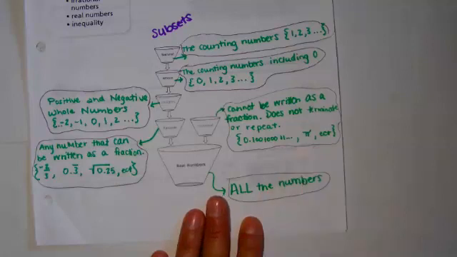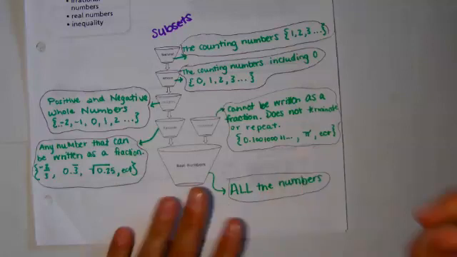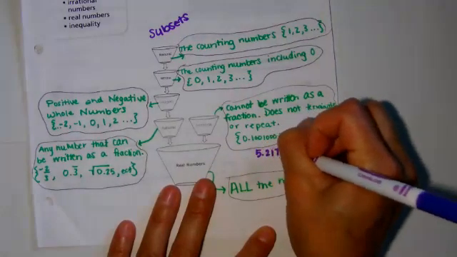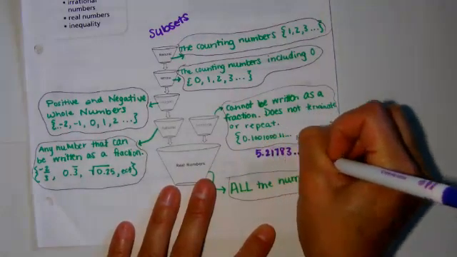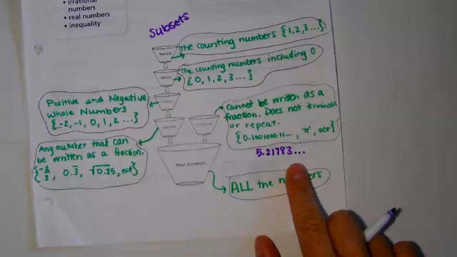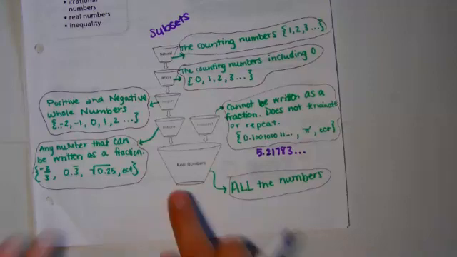The other thing they will do for irrational numbers is put something like 5.21783 and then dot, dot, dot. What does dot, dot, dot mean? It keeps going. But can you predict what the next number is going to be? No, you can't. That makes it irrational. And then the real numbers is the bucket that encompasses all of them.